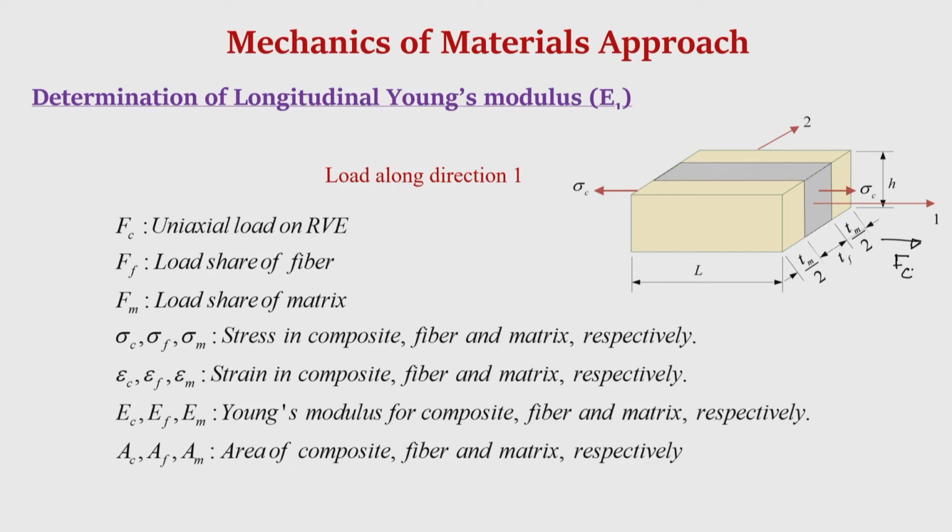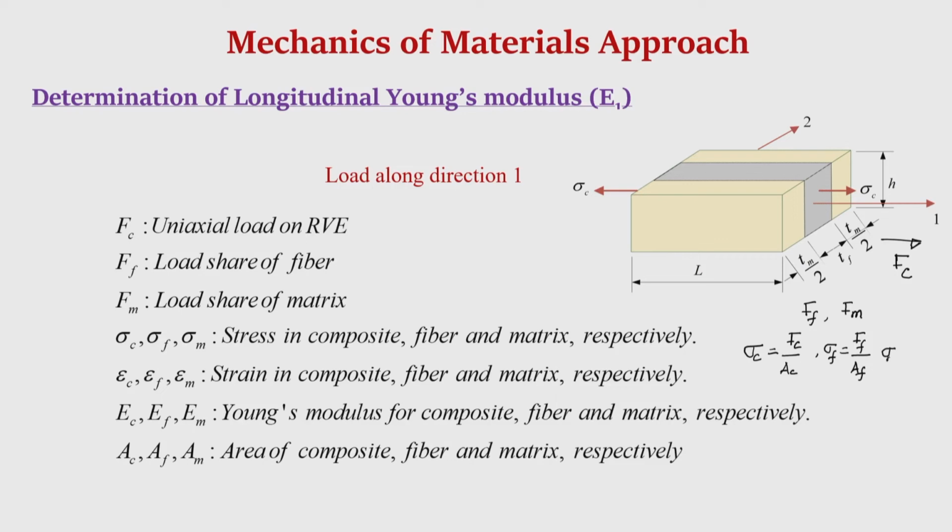So, if Fc is the total load applied along direction 1, because it consists of fibers and the matrix, the load will be shared by the fiber and the matrix. Suppose Ff is the load share of the fiber, Fm is the load share of the matrix, and suppose because of this load Fc, the stress in the composite is sigma c. Of course, sigma c is nothing but Fc divided by the cross sectional area. In this case, you can see the cross sectional area is Tc into H. Similarly, if sigma f is the stress in the fiber, this is Ff divided by Af. Af is nothing but, in this case, Tf into H.